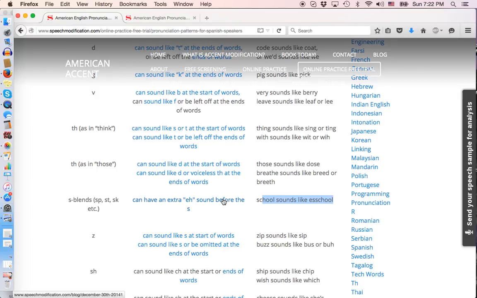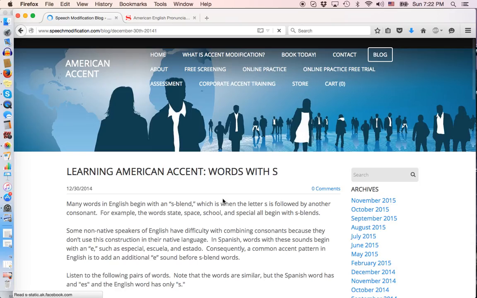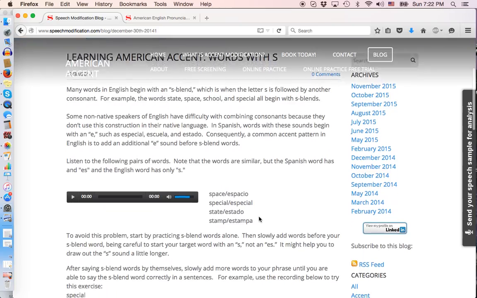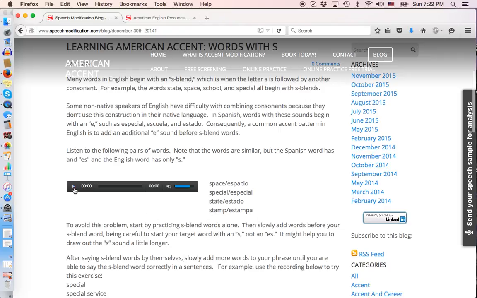And if I click on the highlighted in blue information, I get more information about this pattern, why it might happen, and extra practice. This particular entry, space, espacio, has some example words of why we would have the pattern of adding an extra S sound before space.